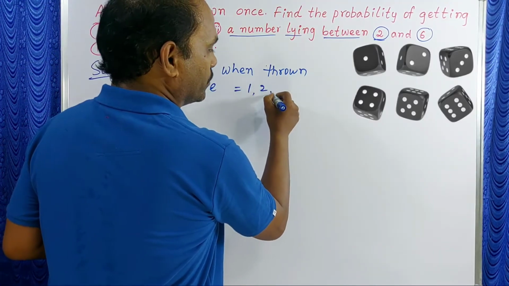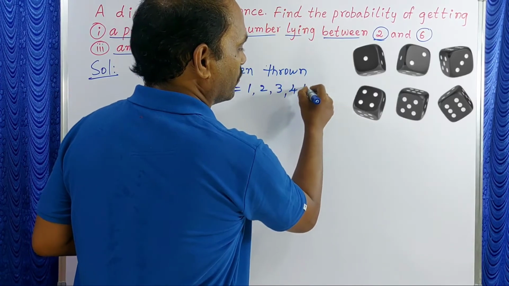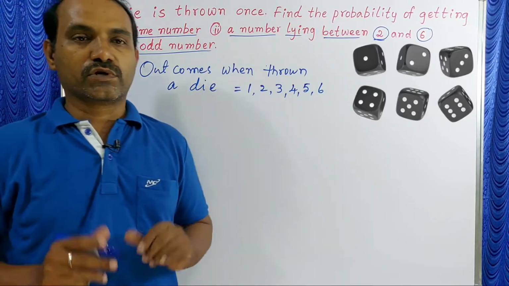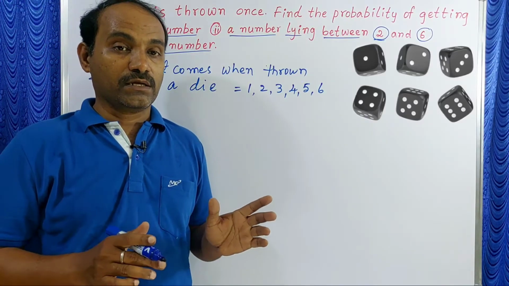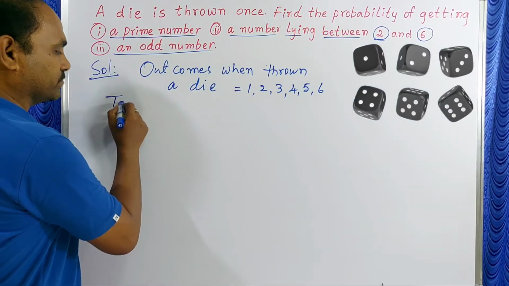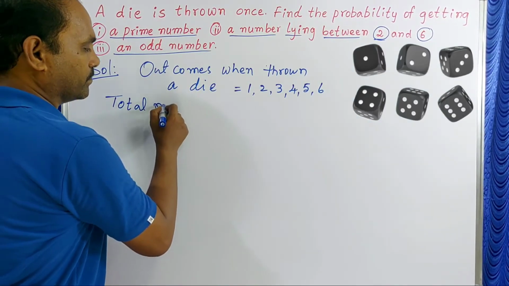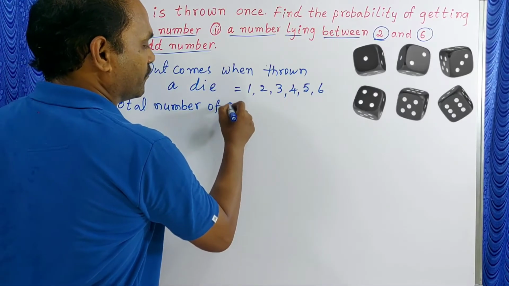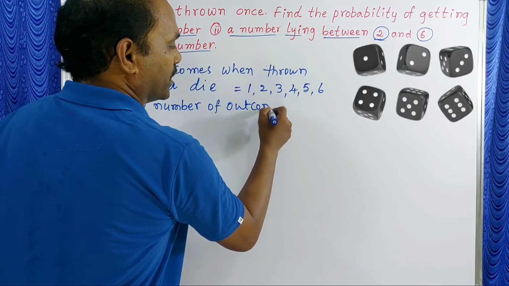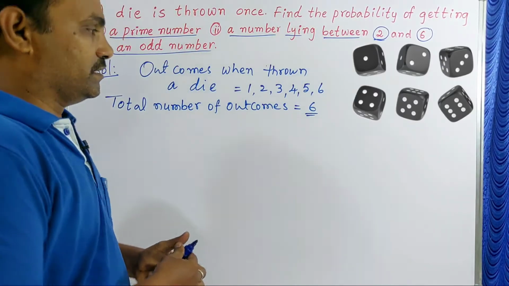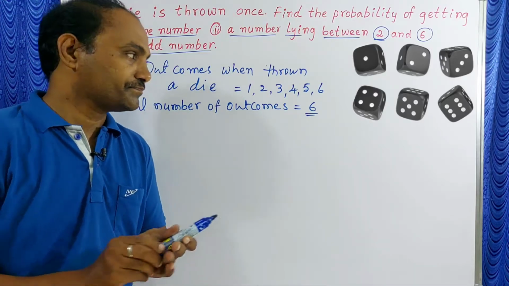1, 2, 3, 4, 5 and 6. These are the outcomes. So, how many outcomes are there? 6 outcomes. So, total number of outcomes is equal to 6. Yes, total number of outcomes 6.